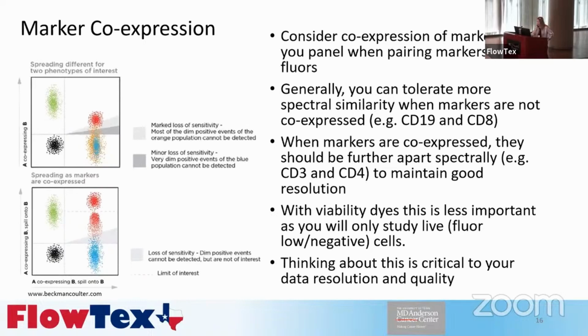So examples are you can tolerate a lot of spill when you have markers that aren't co-expressed, like a CD19 and a CD8. When you do have co-expression, they should be further apart spectrally, so CD3 and CD4. With viability dyes, you're always going to only look at your viability negative or your live cells. So it's less important to have spill coming from your viability than from any other place.